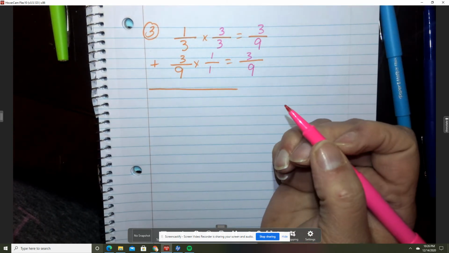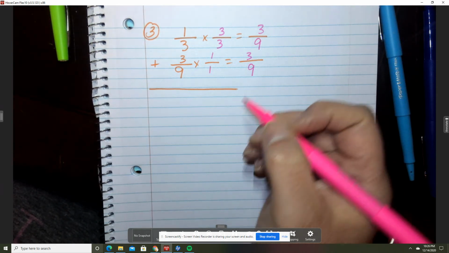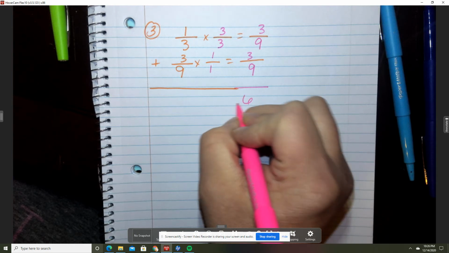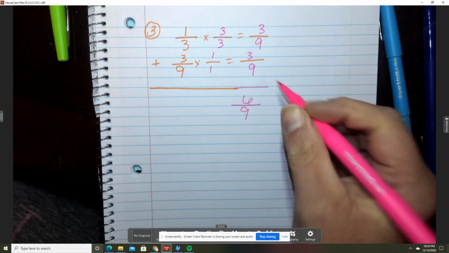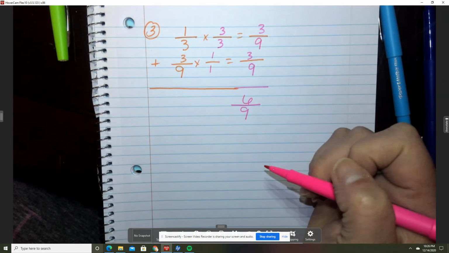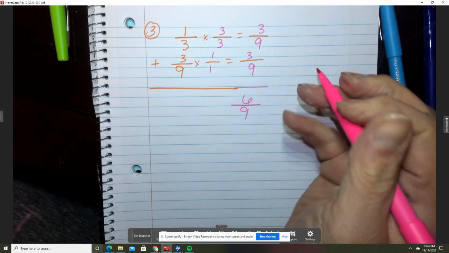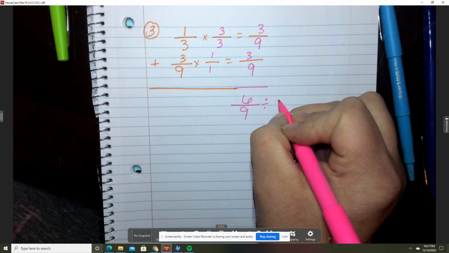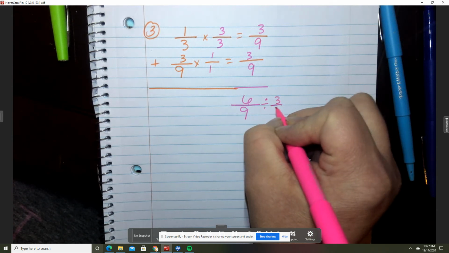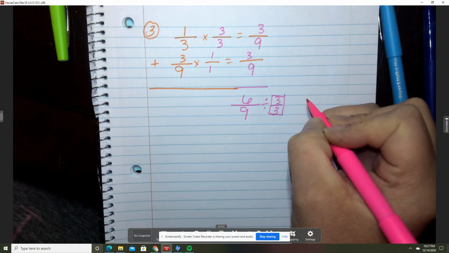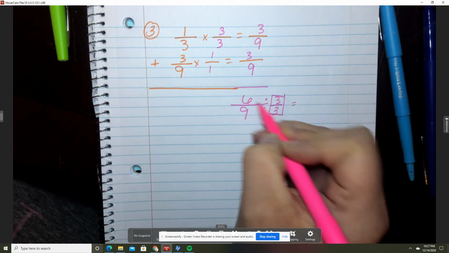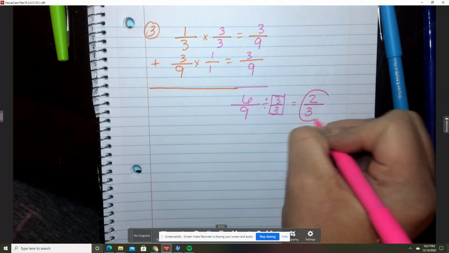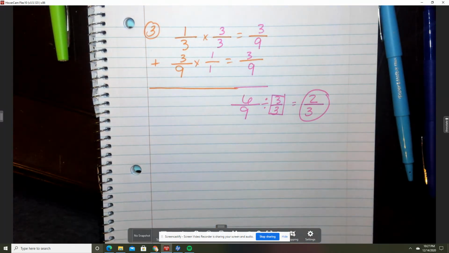Now I'm ready to add. 3 plus 3 is 6 over 9. Can I leave it like that? No. You can use your multiplication chart to reduce that, or you can divide by 3. My magical box. 6 divided by 3 is 2. 9 divided by 3 is 3. So that is the answer to your problem.